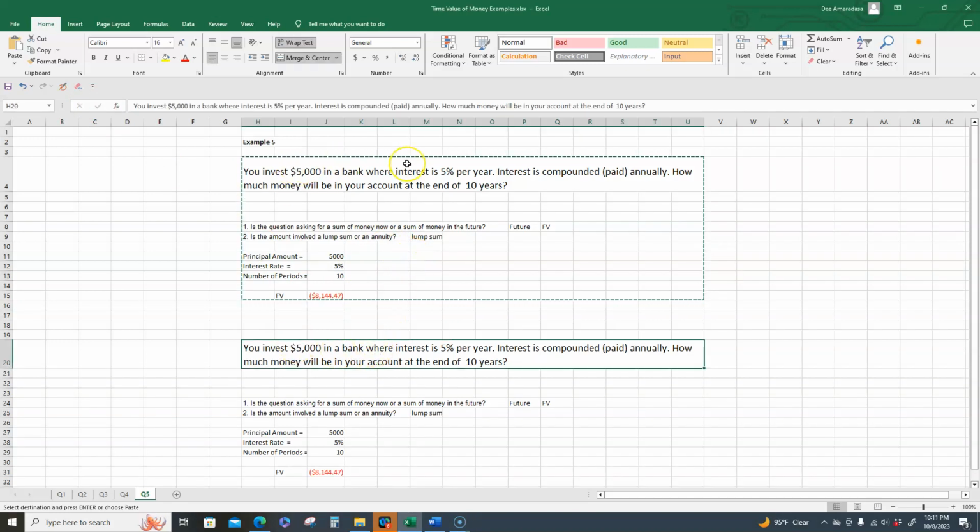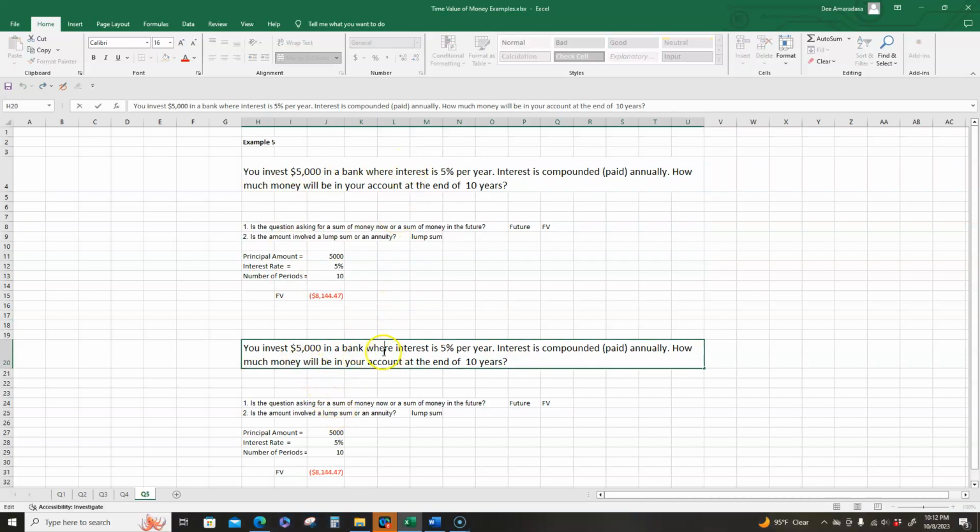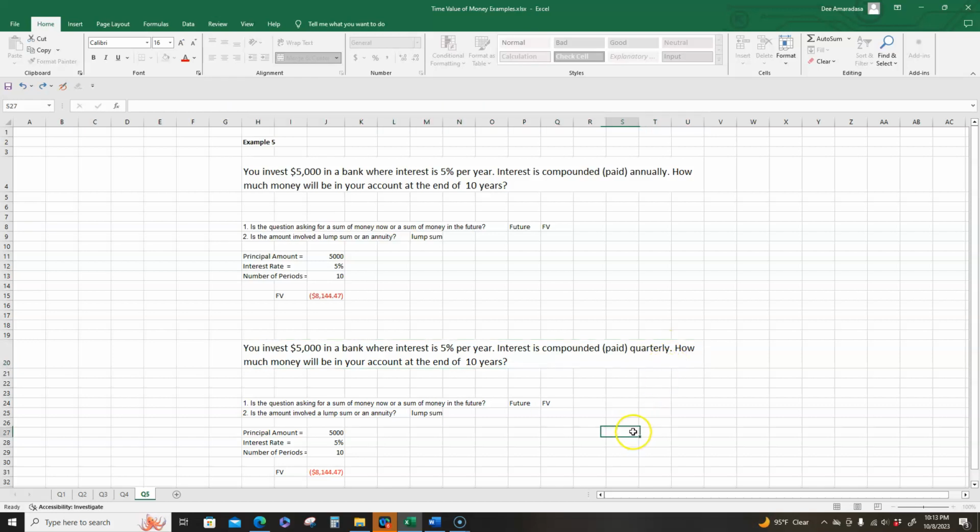Now, let's tackle this question, but I'm going to change it up slightly. I copied the question that we just completed to the bottom here. Now I'm going to change the wording a little bit. It says you invest $5,000 in a bank where interest is 5% per year. And we're going to say interest is compounded quarterly. That's the only thing I changed. How much money will be in your account at the end of 10 years?